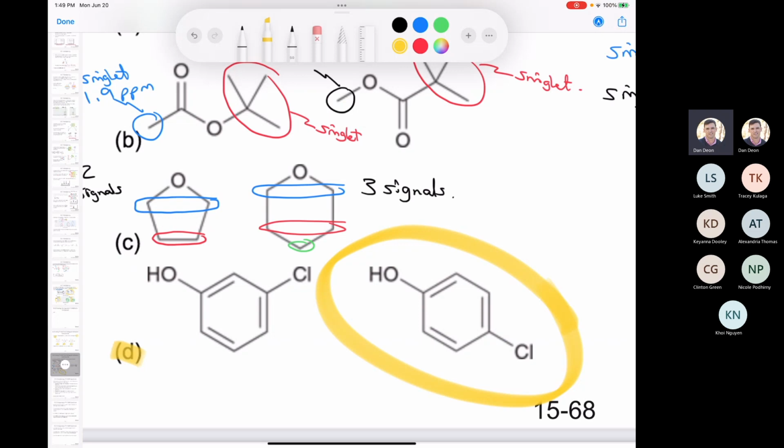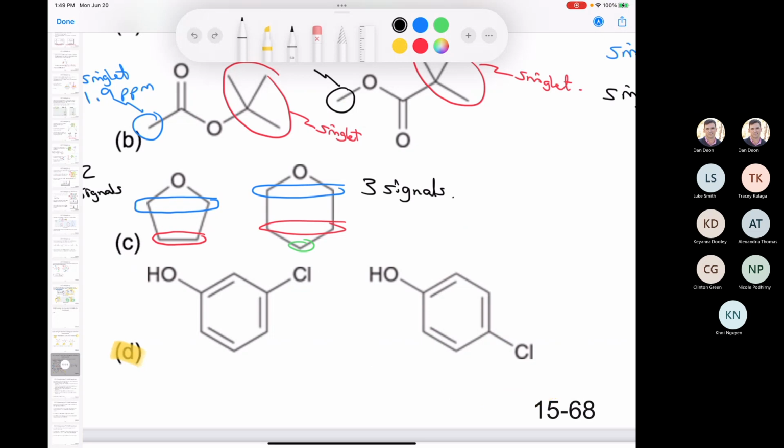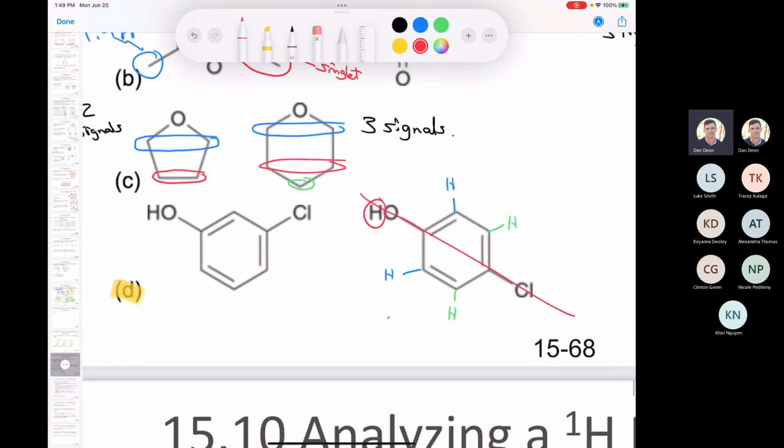Okay. Is there a plane of symmetry in the molecule? The answer is yes, isn't it? There is a plane of symmetry in this molecule, going down like this. And so that means that these protons are chemically equivalent. So that's one signal. These protons are chemically equivalent. That's a second signal. And then this proton is unique. So for this compound, we're going to see a total of three signals.